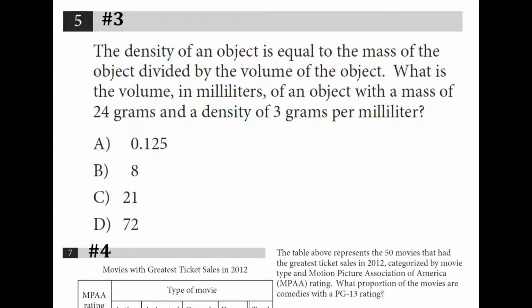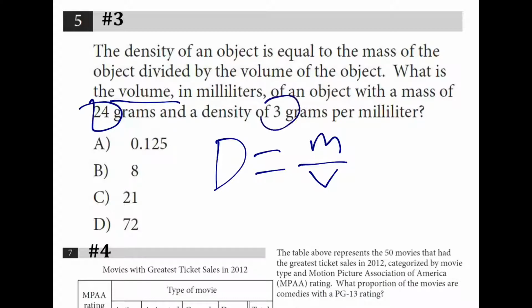Number 5. The density of an object is equal to the mass of the object divided by the volume of the object. What is the volume in milliliters of an object with a mass of 24 grams and a density of 3 grams per milliliter? So the formula they're talking about is density is equal to mass divided by volume. Now they're looking for the volume, and they give you the mass, and they give you the density. So we can replace D with 3, and we can replace M with 24, both of those from the givens. How do we solve for V?